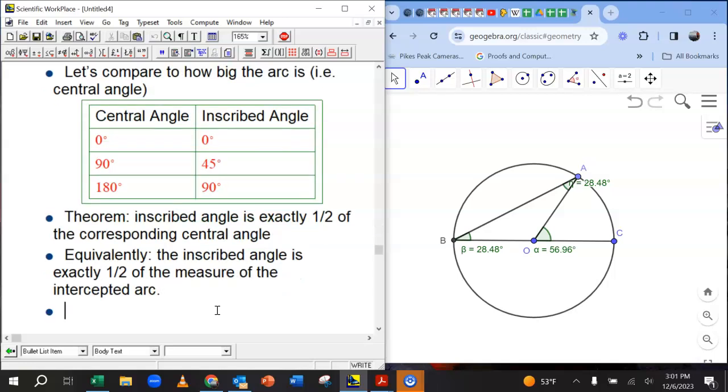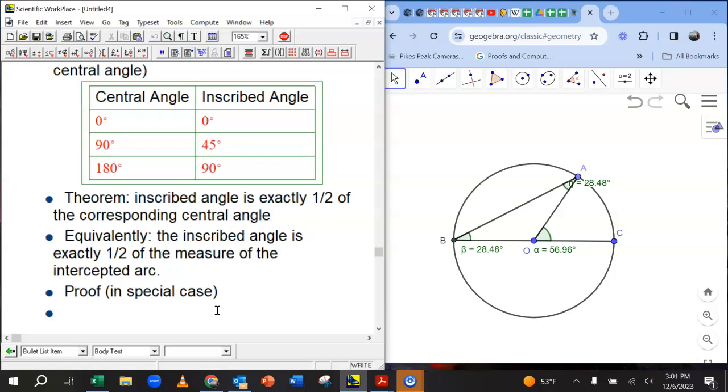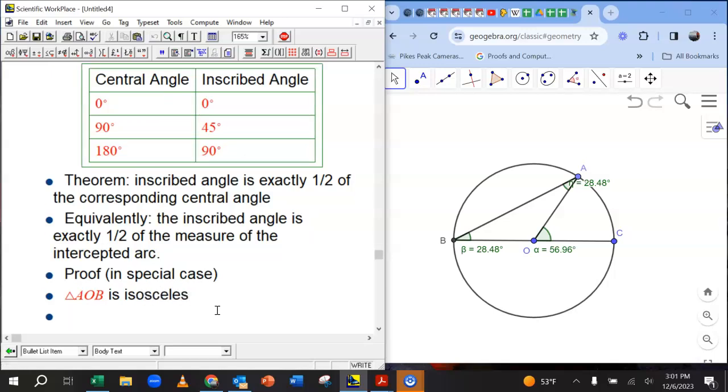Okay, so now we just need to remember one other fact. So let's see, the proof in the special case. So what we found is that triangle AOB is isosceles. Therefore, angle OAB is congruent to angle OBA. That's what we're seeing there.